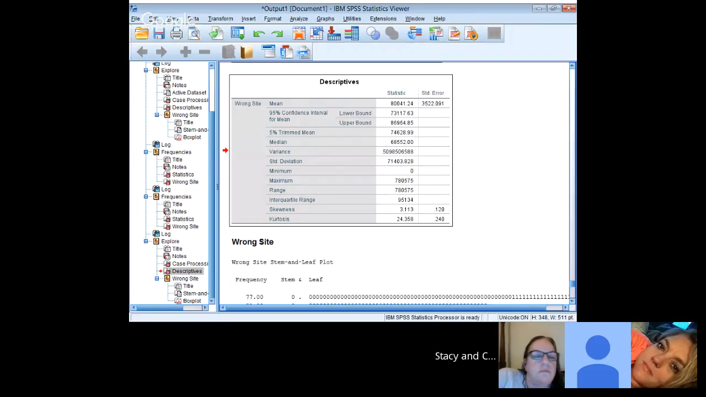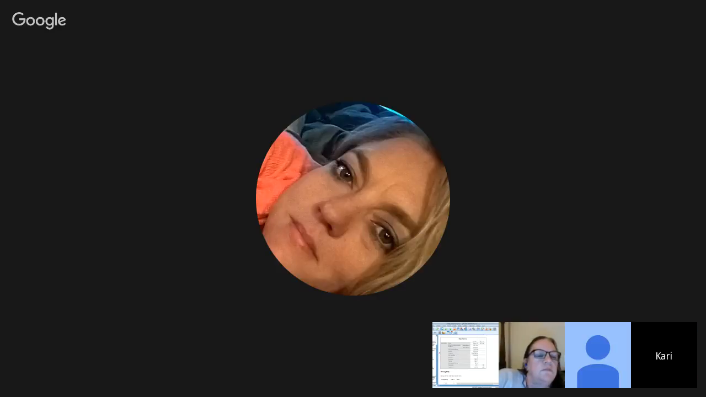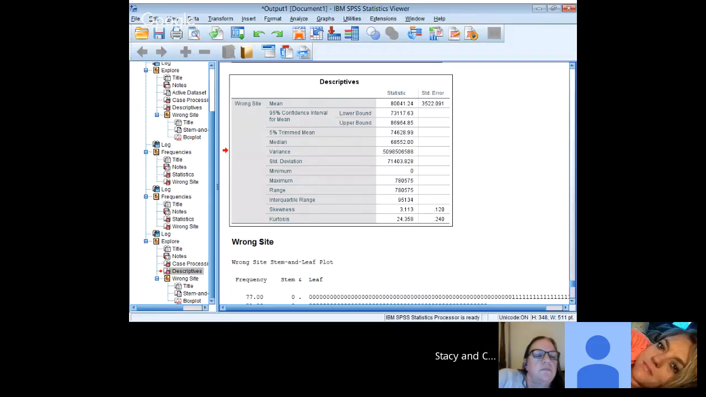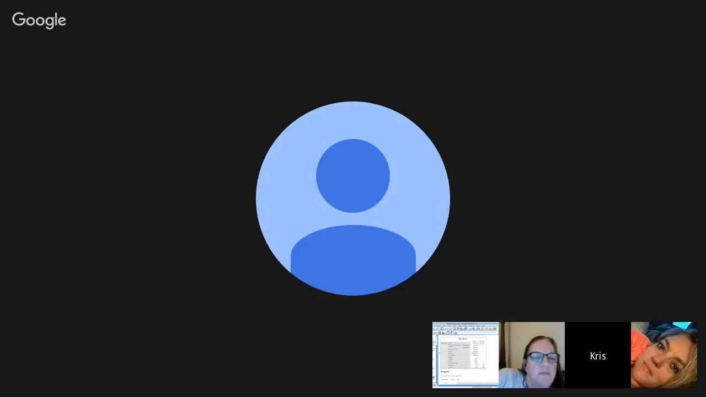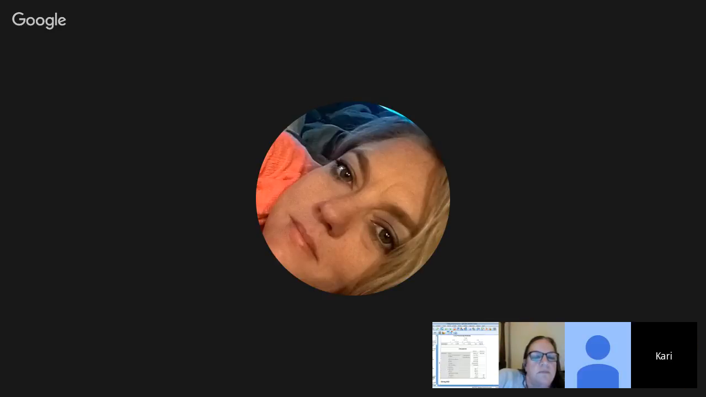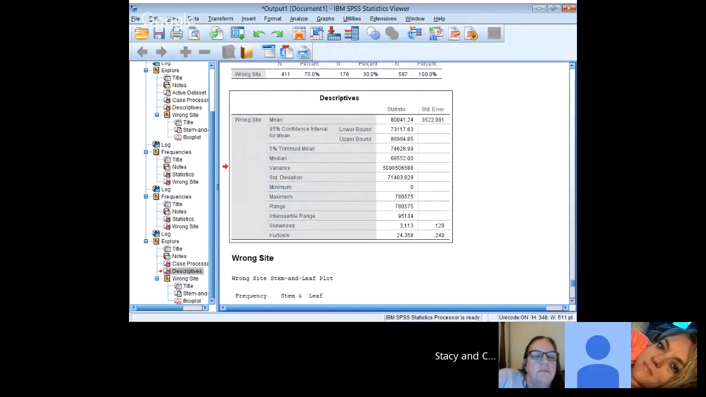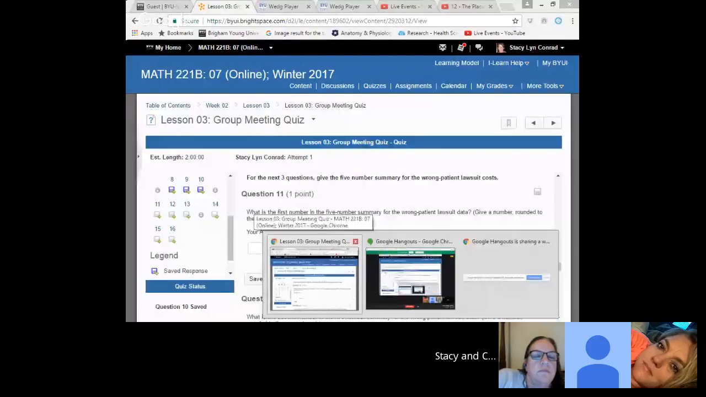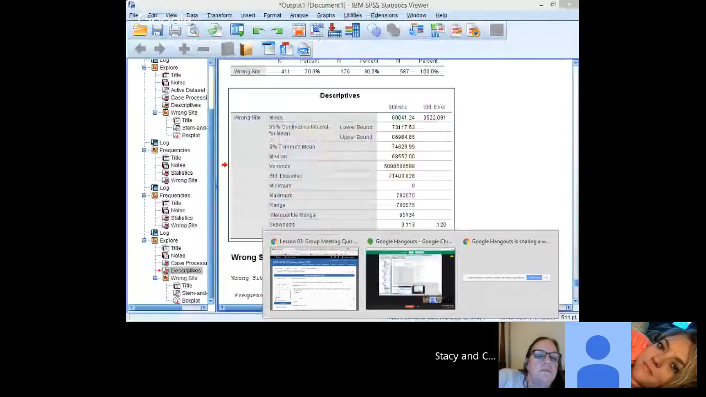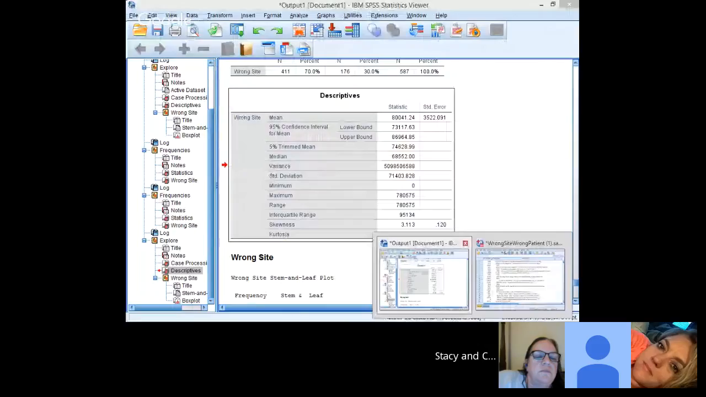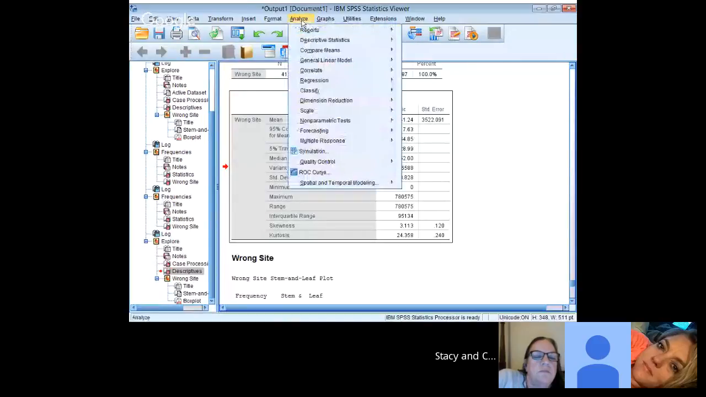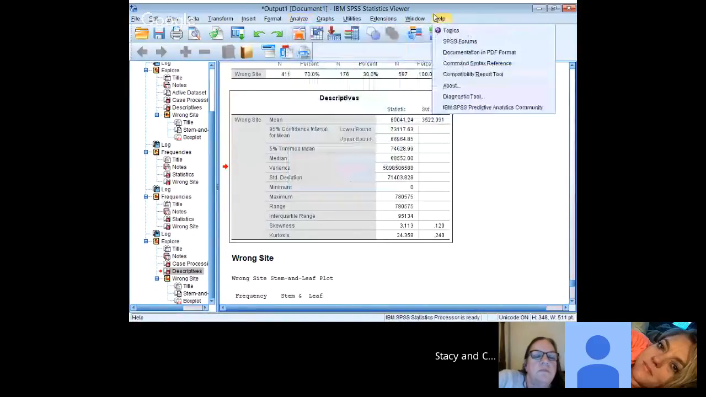The question is, what is the first number in the 5-number summary for the wrong patient lawsuit data? Give a number rounded to the nearest cent. So we're going to go back to the wrong patient lawsuit. Can you guys still see that screen? Did I share it? I see wrong site, not wrong patient. Okay, let me go switch it out.